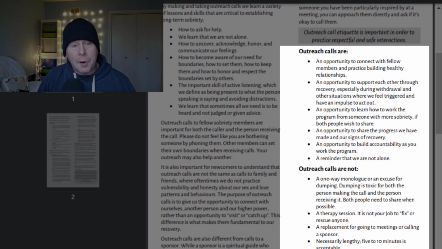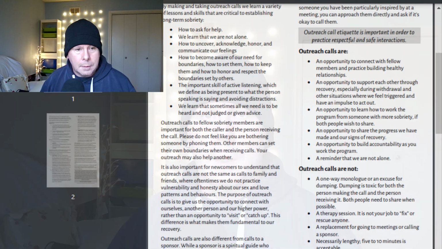Outreach calls are not a one-way monologue or an excuse for dumping. Dumping is toxic for both the person making the call and the person receiving it. Both people need to share when possible. Nor are they a therapy session. It is not your job to fix or rescue anyone. Nor are they a replacement for going to meetings or calling a sponsor, and they are not necessarily lengthy. 5 to 10 minutes is acceptable.